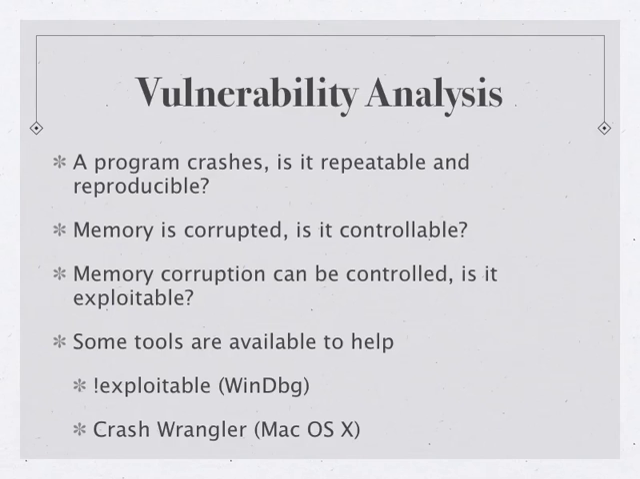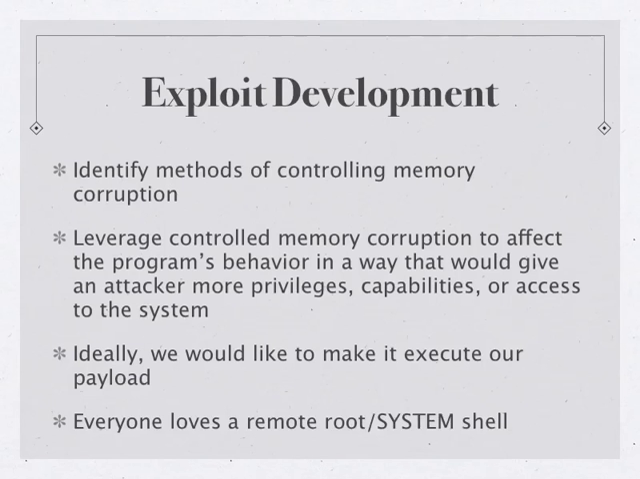There's a similar tool for Mac OS X called Crash Wrangler that you can get if you're playing around there. So in the process of exploit development, there's a few stages that we're going to go through. The first stage is we're going to try and, if applicable, make sure that we can reliably cause the same memory corruption. And we're going to figure out how to control it. We want to control how much data we write. We want to control what data we write. We want to control the execution state of the program so we know what we're overwriting.